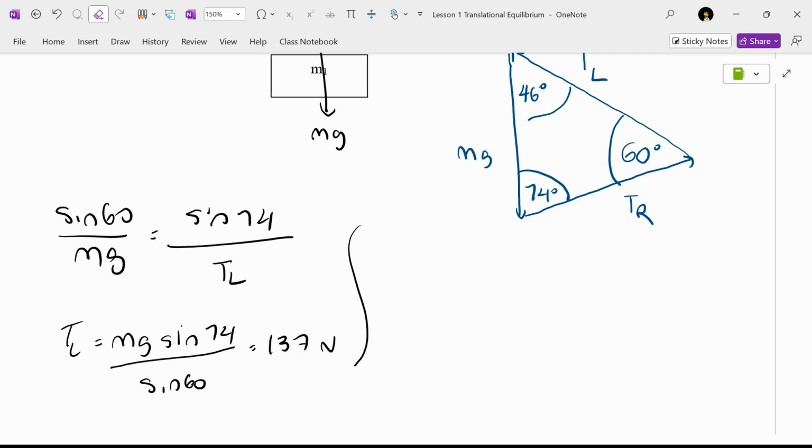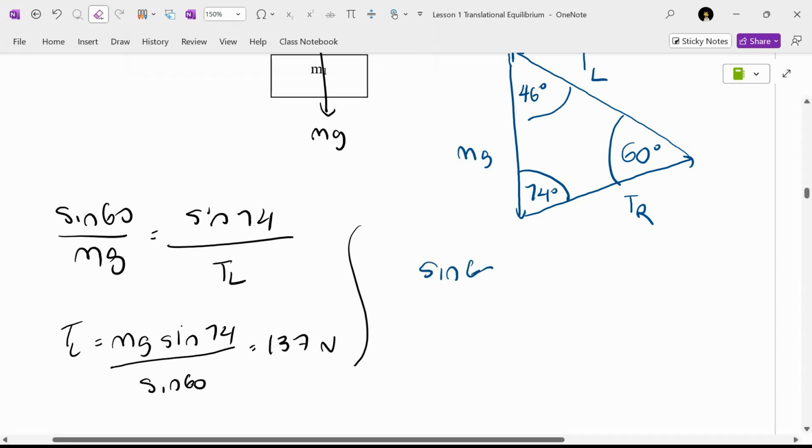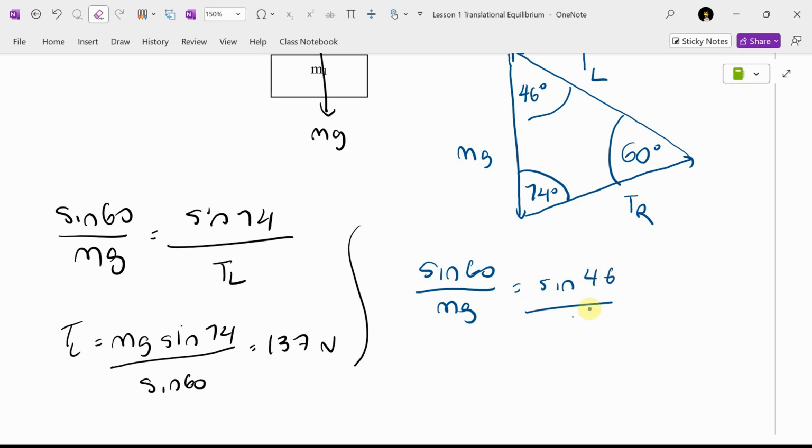Lather, rinse, repeat. We're going to do the same thing, but we're going to have to tweak things a bit. It's still going to be sine of 60 over mg, but now it's going to be the sine of 46. That's the one that goes with tension right. Tension right is going to be mg sine 46 divided by sine 60.